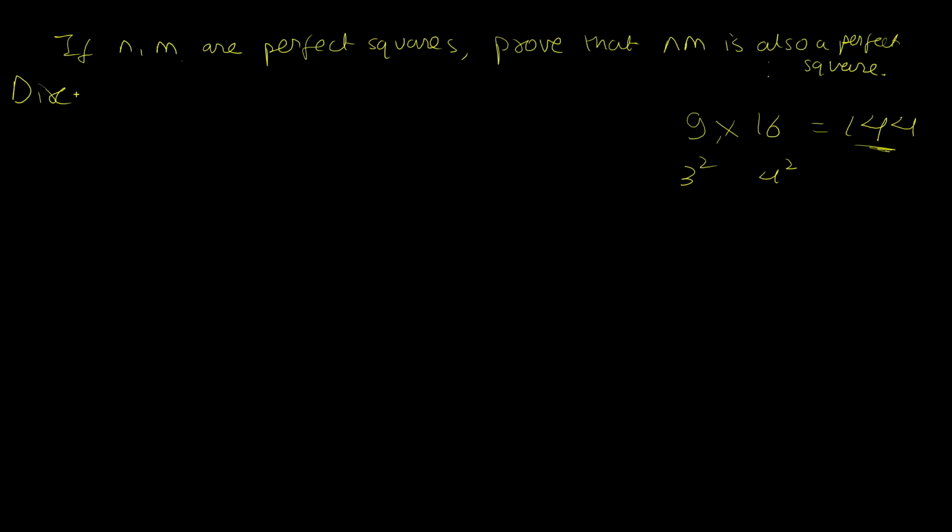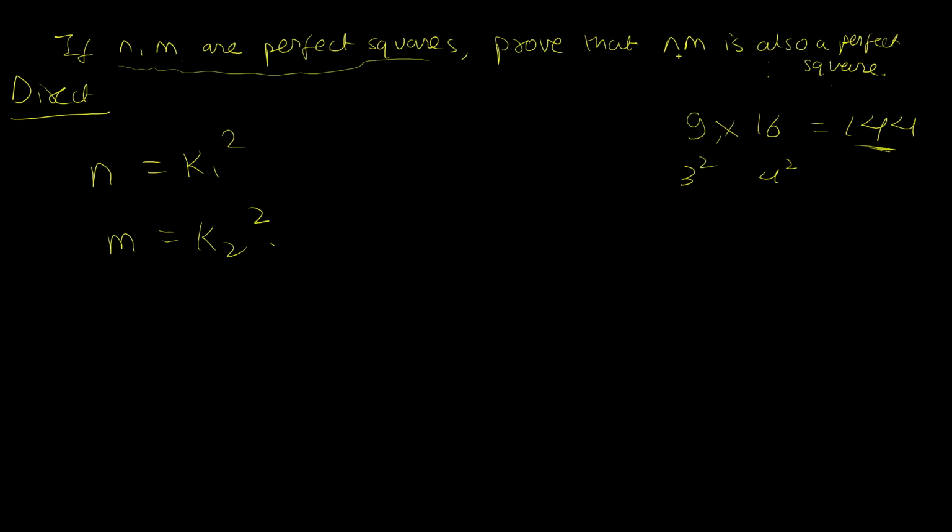Okay, and let's attempt a direct proof again. So for the direct proof, we start by assuming that n and m are perfect squares, and we somehow need to prove that their product is also a perfect square. And what can I do to represent n as a perfect square? Let me say n equals k1 squared and m equals k2 squared. So since n is a perfect square, it should be the square of some integer and so should be m.